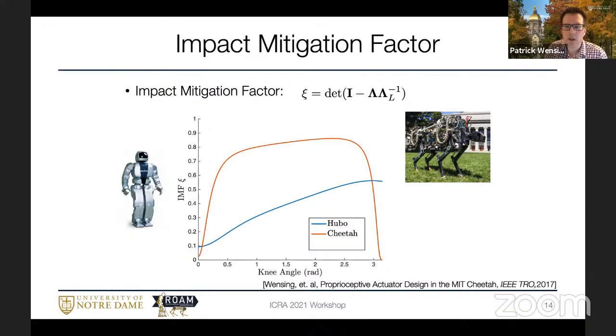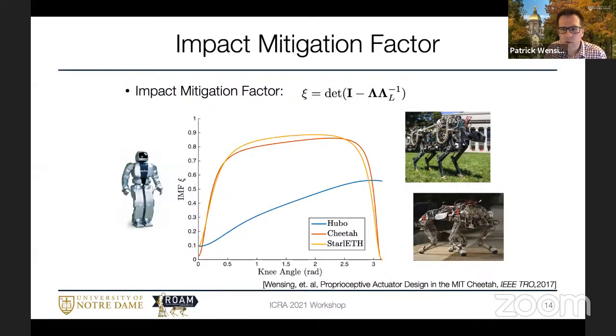So this shows a more conventional paradigm versus the proprioceptive, but what about those series elastics? If we graph the series elastics, they do outperform Cheetah a little bit in terms of this impact mitigation, but I'll remind you that in terms of adding that spring, you're often either adding a lot of complexity in the controller and sacrificing some bandwidth for your force control.